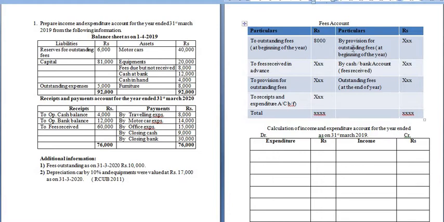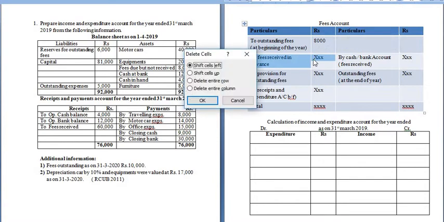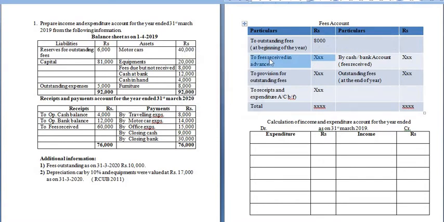Next, by provision for outstanding fees at the beginning of the year. We do not have any provisions, so just remove that. Next, fees received in advance. We have not received any fees in advance, so again you have to remove this. As per this problem, there is no adjustment for this.